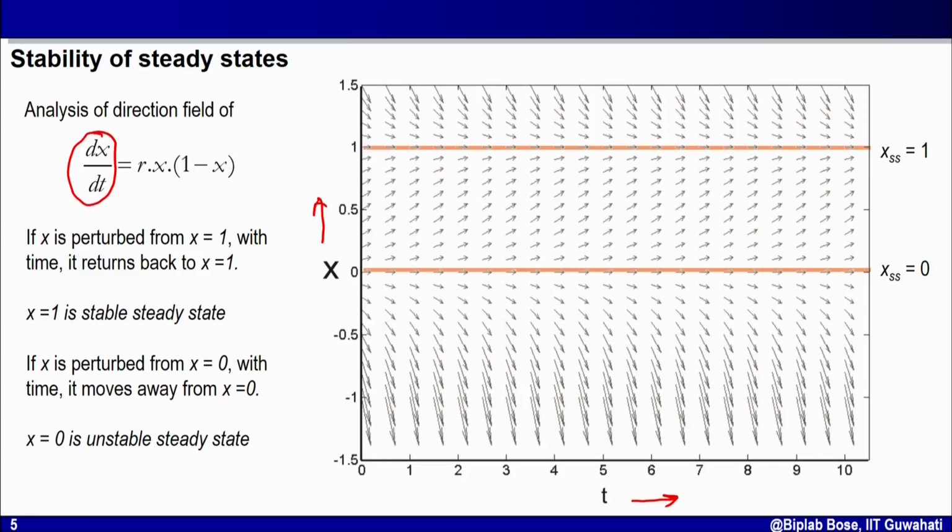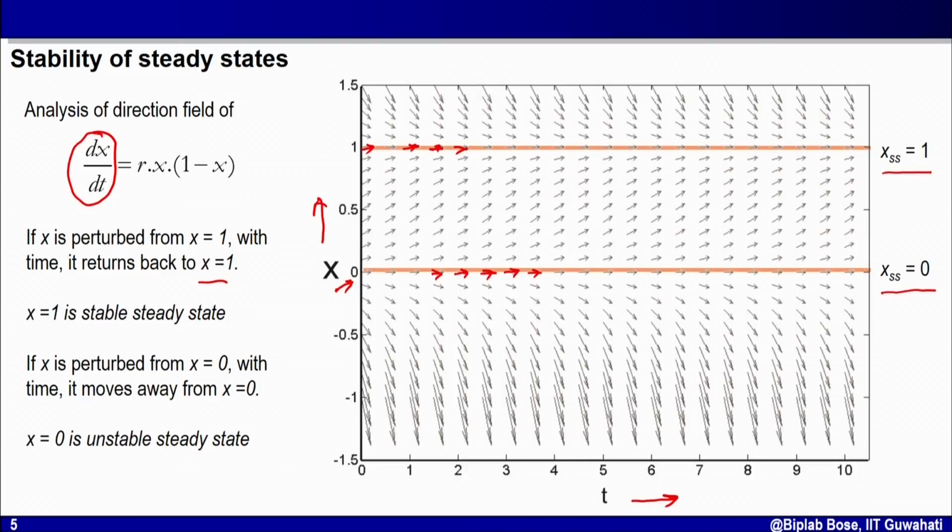Now we have just calculated that at x equal to 1 and at x equal to 0 we will have steady state. So let us look into the direction field. At x equal to 0, if you move along the time axis, you will see all arrows are horizontal. That means along x equal to 0, dx/dt is equal to 0. Similarly, at x equal to 1, all arrows are horizontal. That's why I have drawn two straight lines to represent that we have steady state at x equal to 1 and x equal to 0, and the direction arrows which represent dx/dt are all zeros.